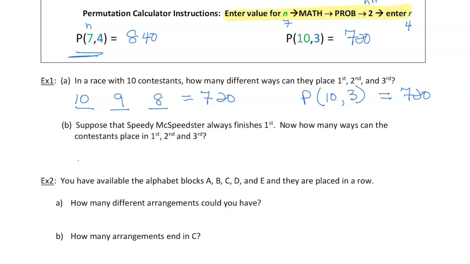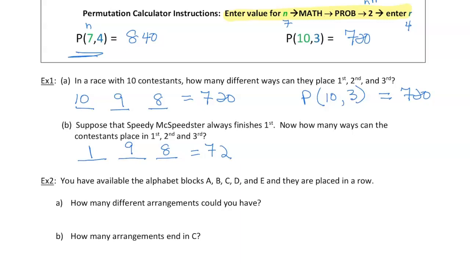Okay, so think about the day one method. We would say, okay, there's only one person that's going to finish first, and it's Speedy. Then for second place, because Speedy's out of the running, so to speak, there are 9 people that can finish second, and there are 8 that can finish third. So that's 72 possibilities. All right, that's the day one methodology. Now let's do the day two using the calculator.